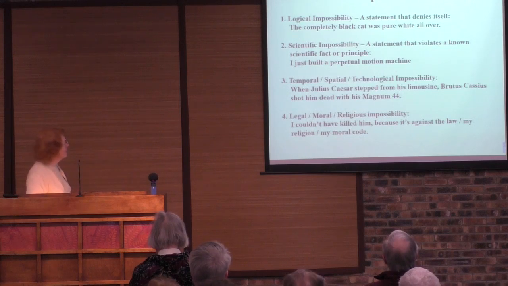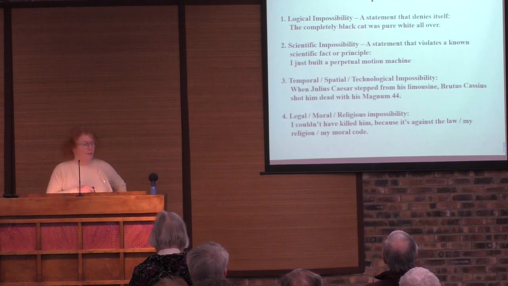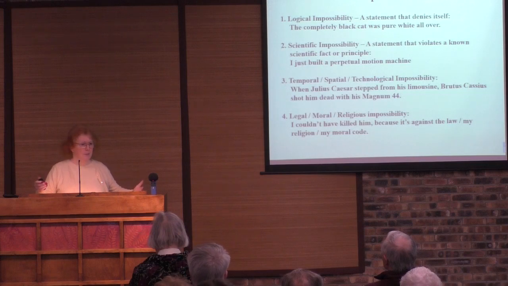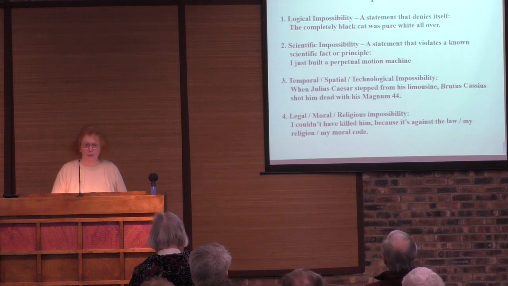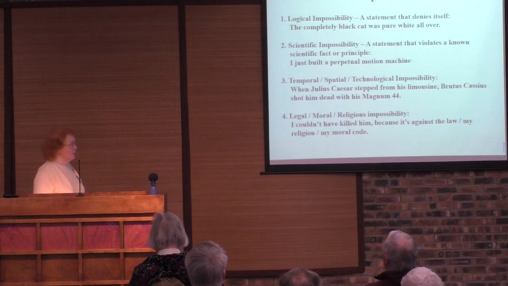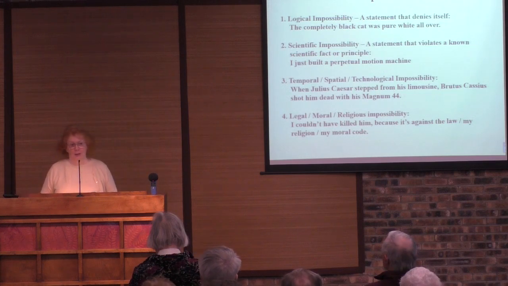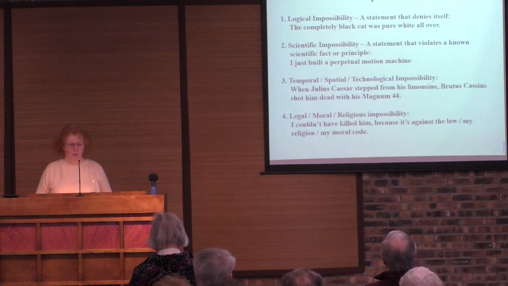Can you give us an example of an impossible opinion? Look at this. Here are the four impossibilities. The first is the logical impossibility, which is any statement that denies itself. And I've come up with this one: the completely black cat was pure white all over. Now, I'm not sure how many times I can come up with these kinds of things, but that's fairly obvious. Either the light is absorbed or it is reflected in some part. In this case it says all the light is absorbed, and in this case, all the light is reflected. Can't have both. So that is the highest level of impossibility.